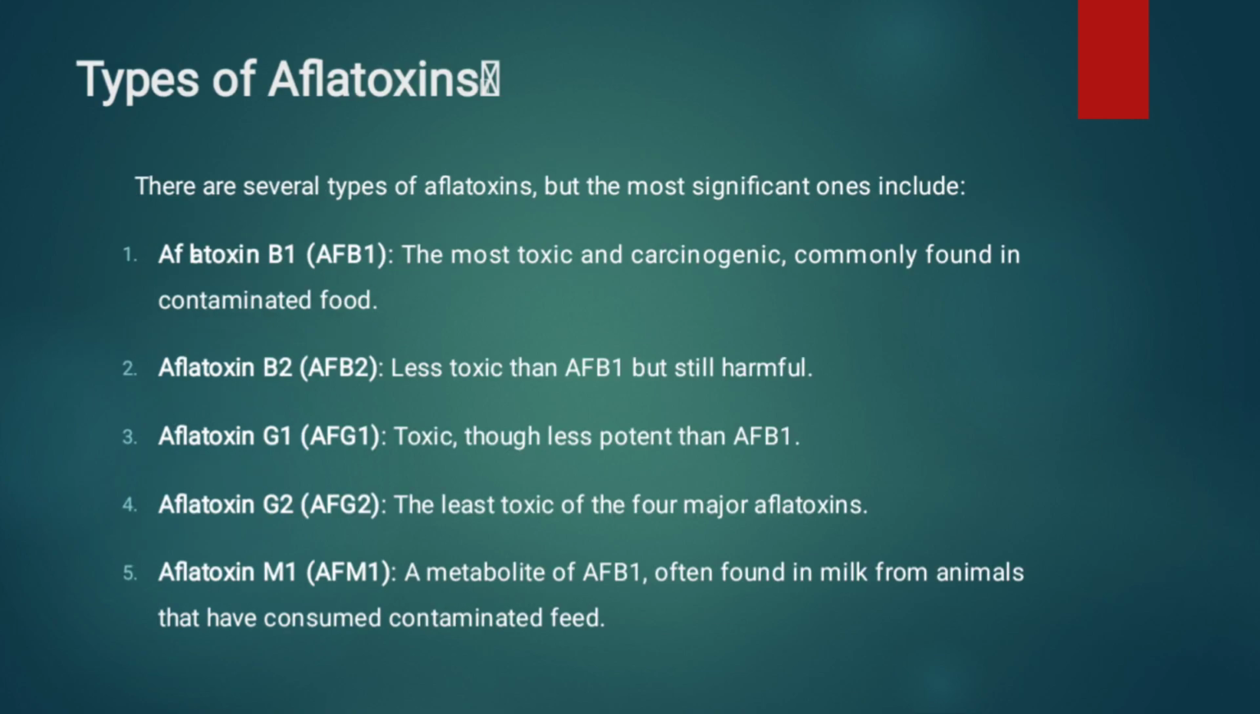There are different types of aflatoxins. Aflatoxin B1 is the most toxic and carcinogenic, commonly found in contaminated food. The second one is aflatoxin B2, less toxic than aflatoxin B1 but still harmful. Aflatoxin G1 is toxic though less potent than aflatoxin B1. Another one is aflatoxin G2, the least toxic of the four major aflatoxins. And the last one is aflatoxin M1, a metabolite of aflatoxin B1, often found in milk from animals that have consumed contaminated feed.